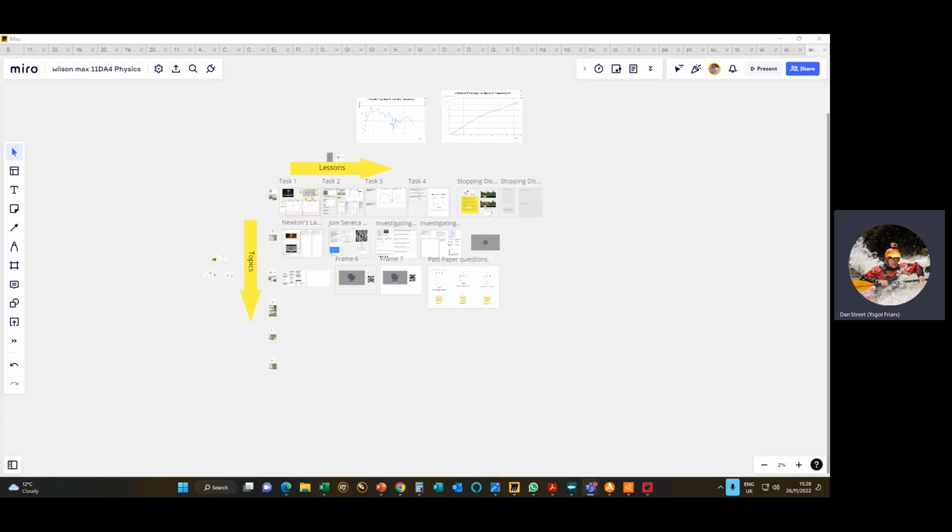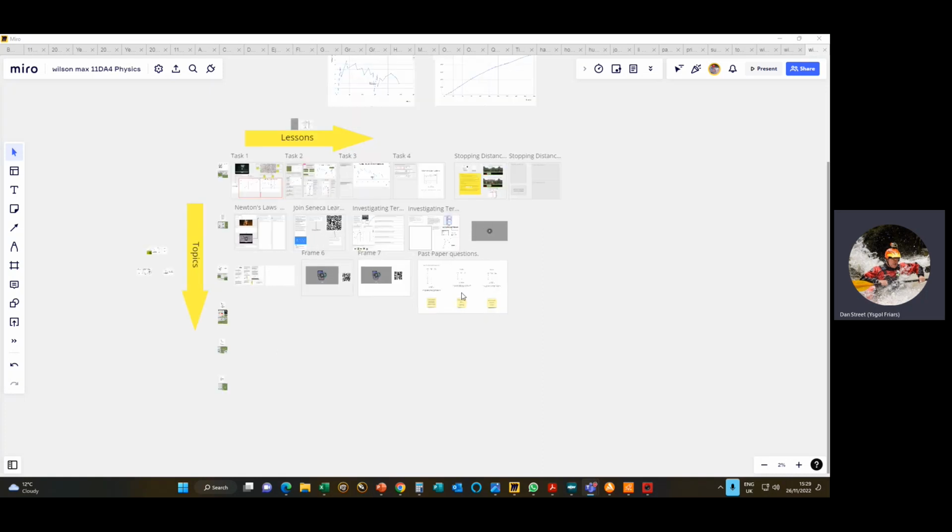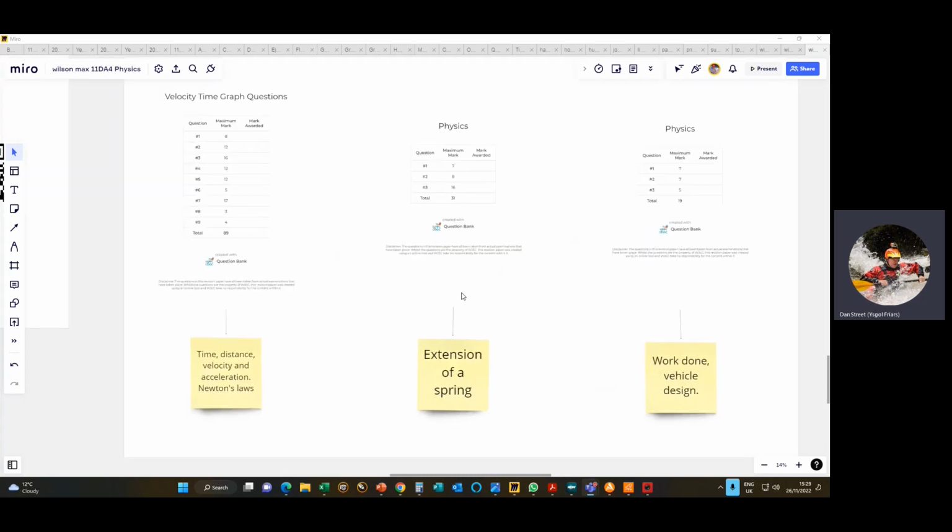Okay, so in your board, I've placed 3 documents with a variety of past paper questions, some of which we've seen before, some we haven't. So this is Max's board, and the papers live in this frame here. Okay, so if we zoom in, I've labelled them. This one here has got some additional questions at the end, which don't concern us.